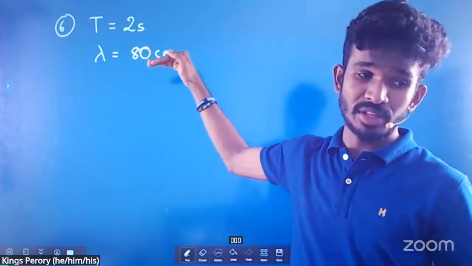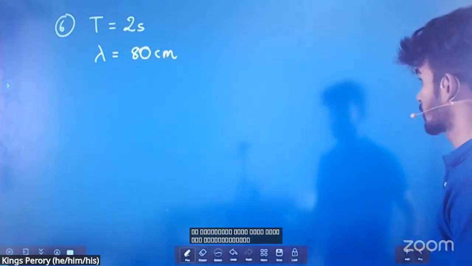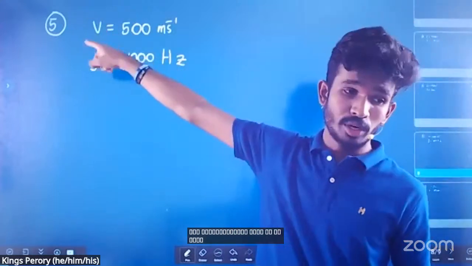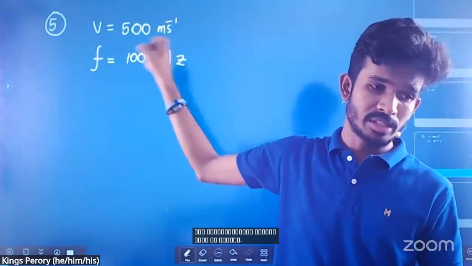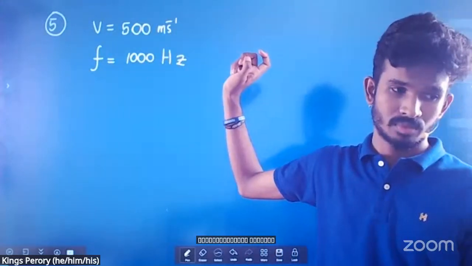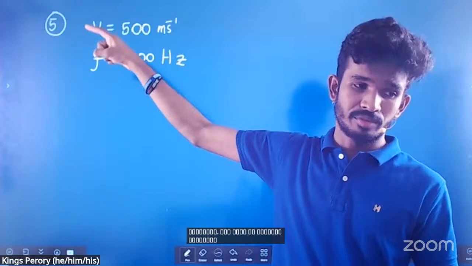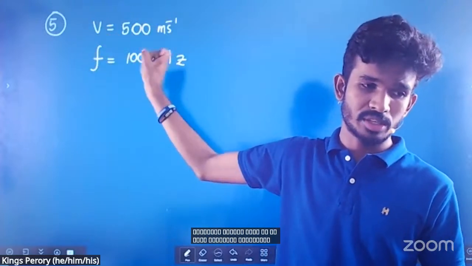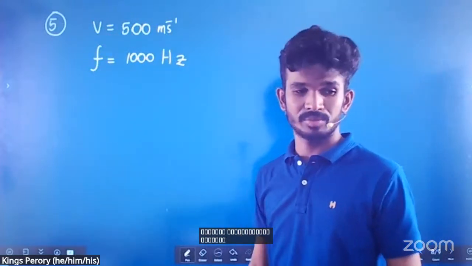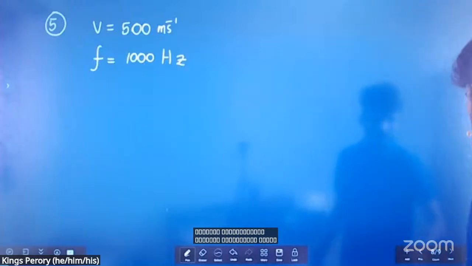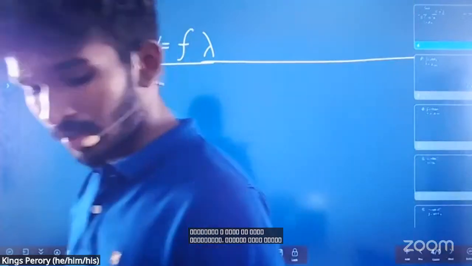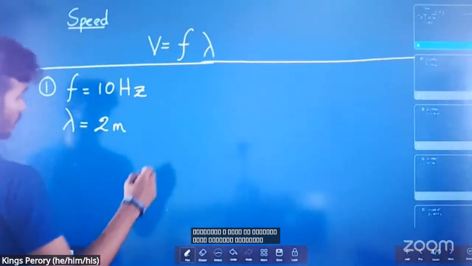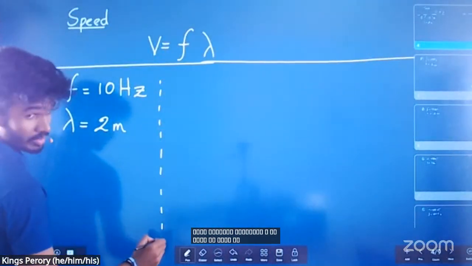So remember, if they give centimeters, convert to meters. Fifth question: speed of the wave is 500 meters per second, frequency is 1000 hertz, and you have to calculate the wavelength. The first question I will do; see how I do it. First, look and listen.